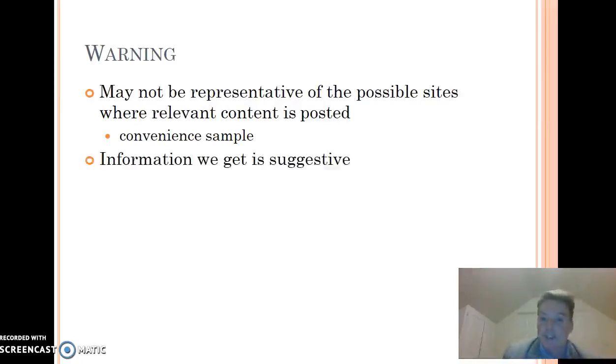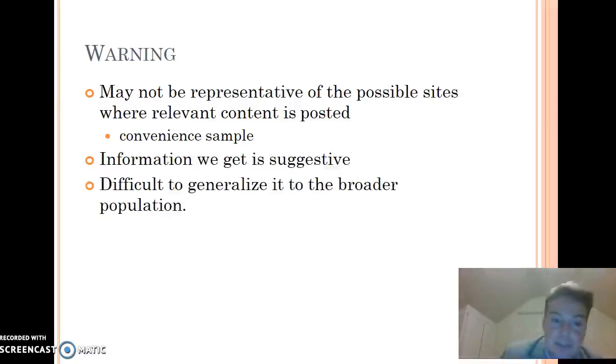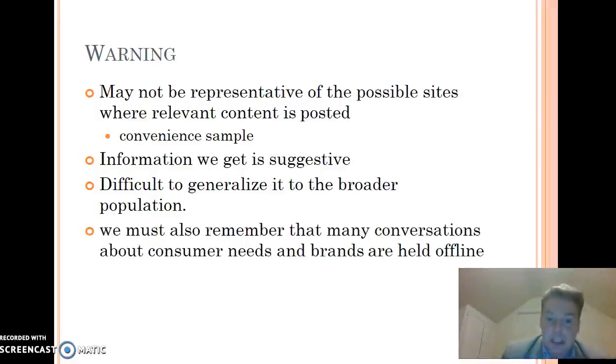Also, a lot of the information is suggestive, so it's hinting at things, but it may not be definitive. And it's really difficult to generalize this to a broader population. What somebody describes as their personal experience is very individual, and to make judgments about the population as a whole, or customers as a whole, based on the behavior of a couple of people is very challenging.